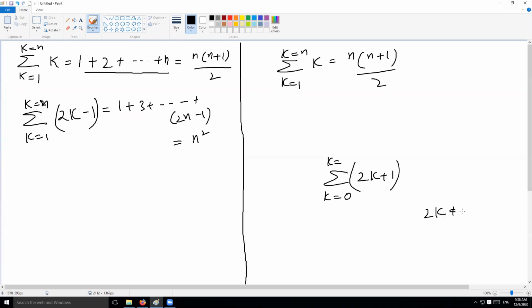If you can't see it directly, just equate your general term with the term that you want, in other words 2n minus 1. So what would be the value of k here? If you substitute and simplify, it's going to be n minus 1. So these two terms apparently look different, but they are representing the same sum. If you have 2k minus 1, then it starts from k equal to 1 to n. If you have 2k plus 1, then it starts from k equal to 0 to n minus 1.